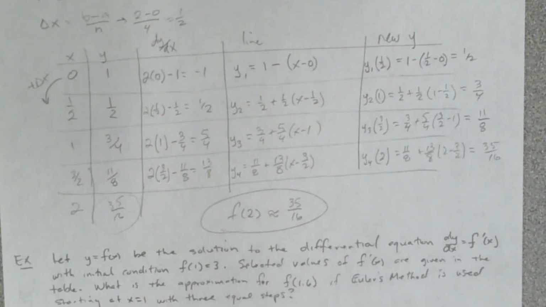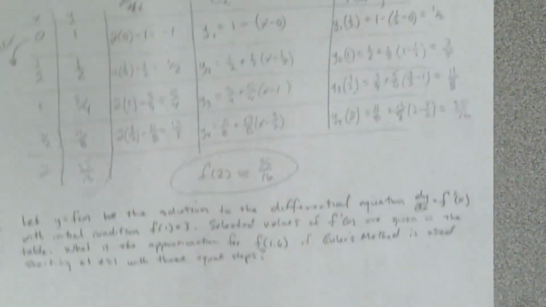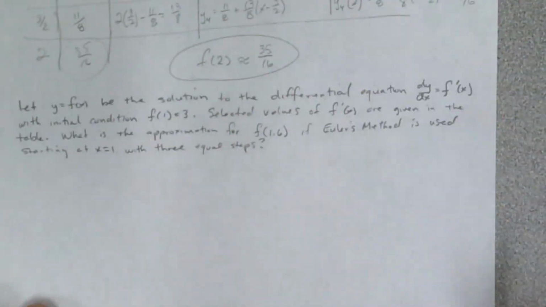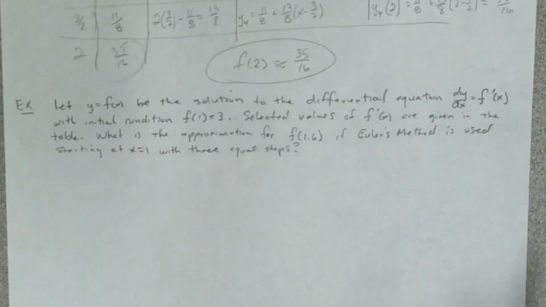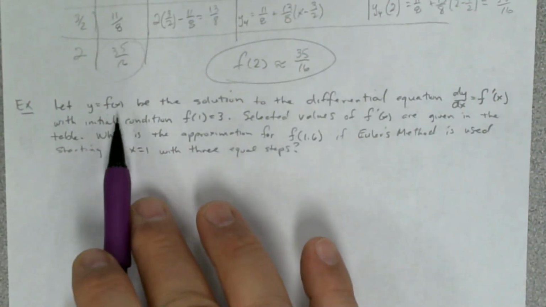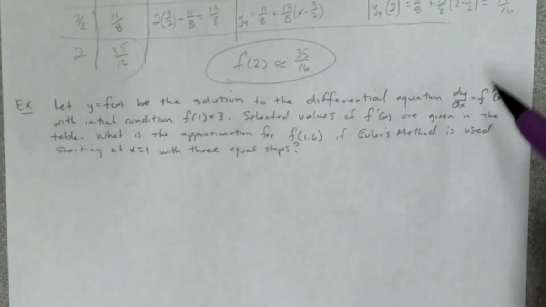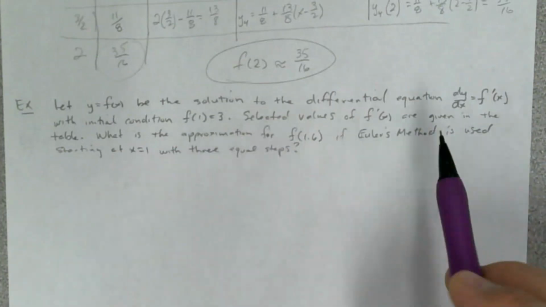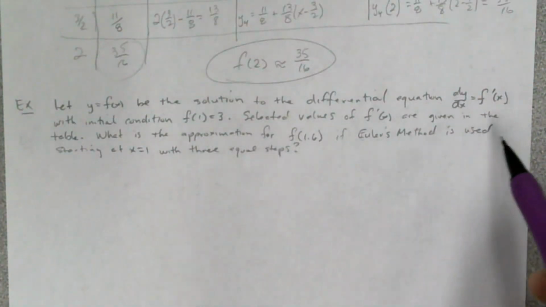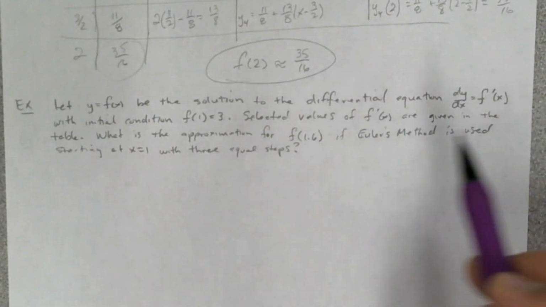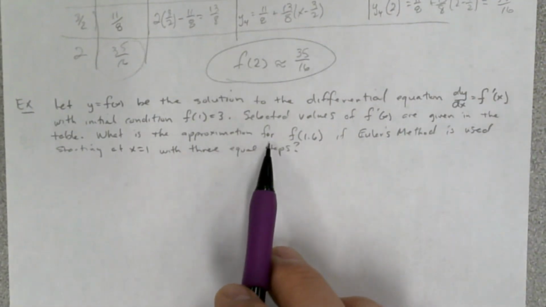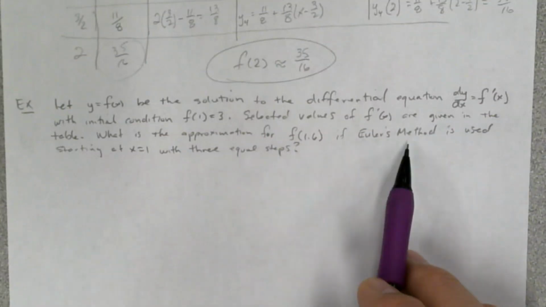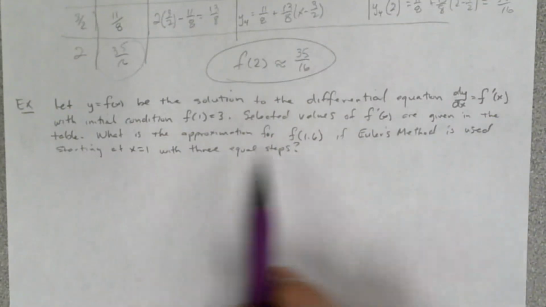Okay? So let's look again at another one. And we'll just do more examples on how these might appear on your AP exam. Here we have a function y equals f of x, the solution to the differential equation dy/dx equals f prime of x, with the initial condition f of 1 equals 3. Selected values of f prime are given in the table, which I forgot to write, so I will write it for you here in a second. What is the approximation for f of 1.6 if Euler's method is used starting at 1 with 3 equal subintervals?